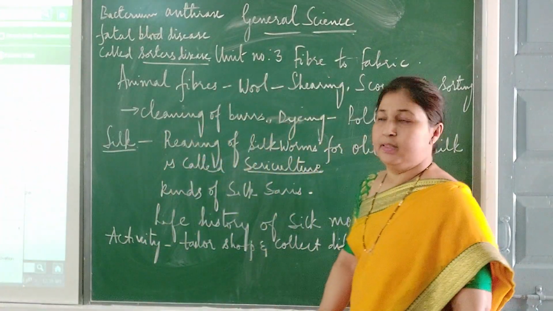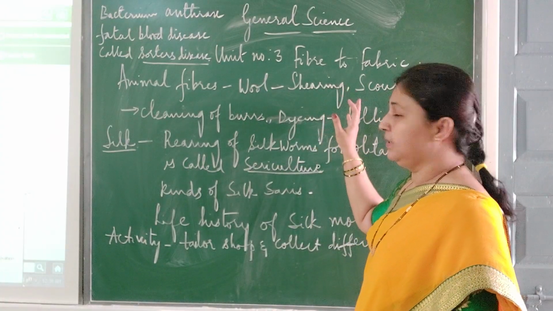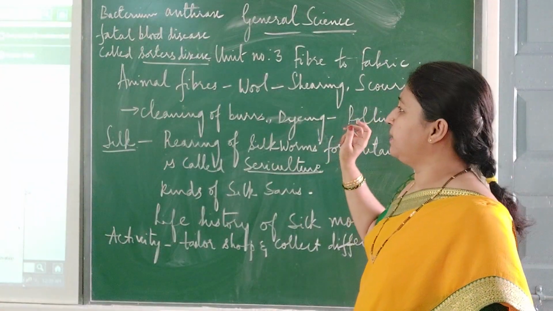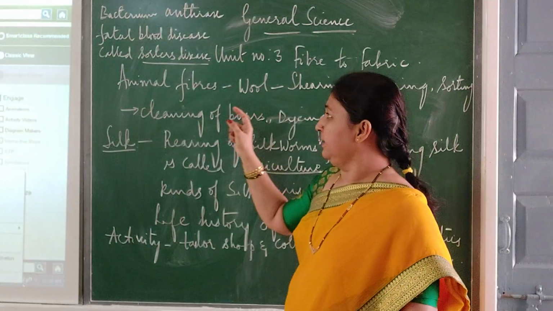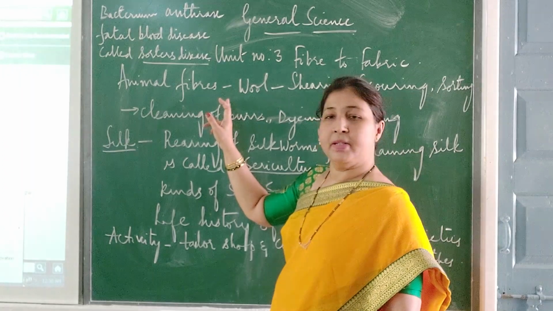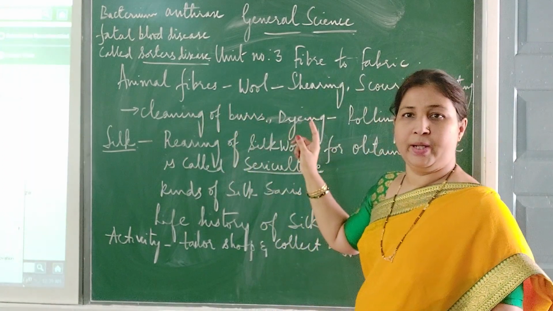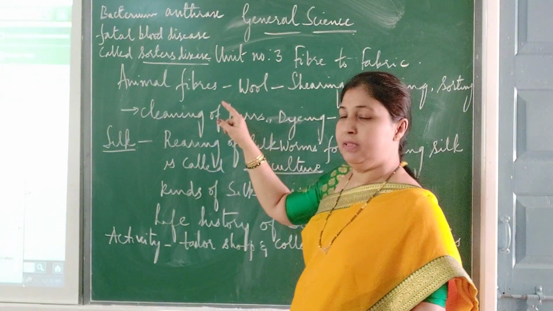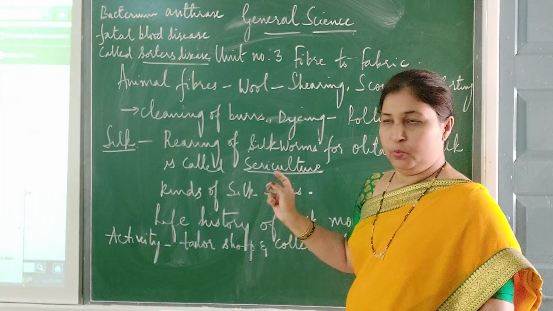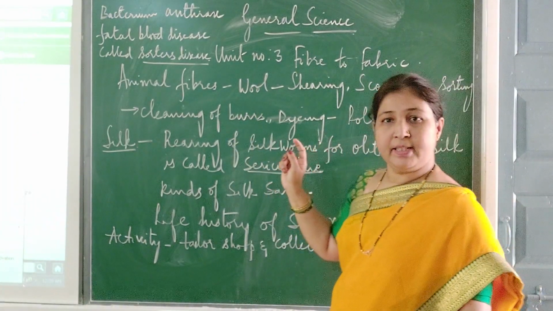Good morning, children. Now let us continue with the third unit, that is fiber to fabric. In this chapter we are going to study two animal fibers. One is wool and another one is silk, which are obtained from animals. Already we have learned about wool in the last class. So let us recall what we have learned.